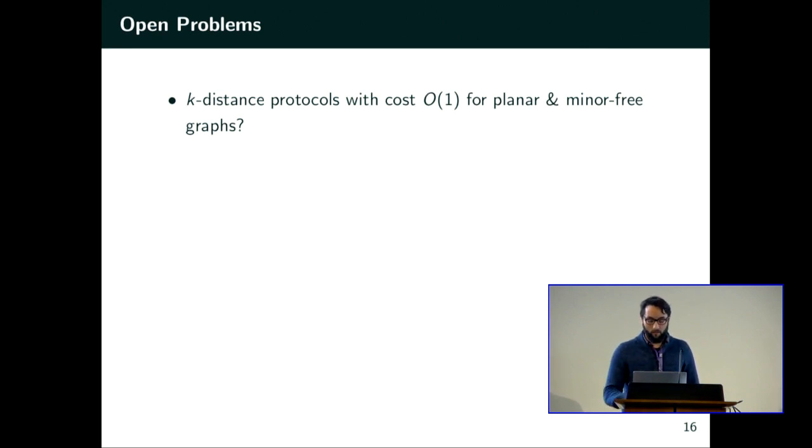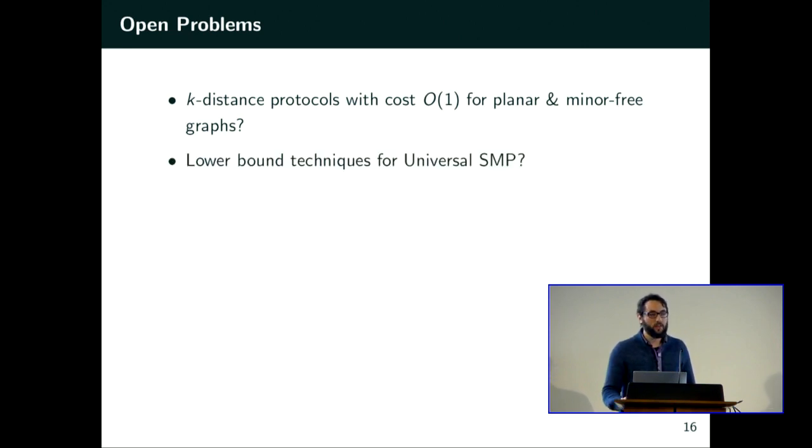One of the more minor open problems here is, well, I got a distance 2 protocol for planar graphs. Can we get arbitrary distance k protocols for planar or even for minor-free graphs in general? Communication complexity is usually used for lower bounds, not upper bounds. And so it would be really interesting to work out what the universal SMP analogs of standard communication lower bounds are.